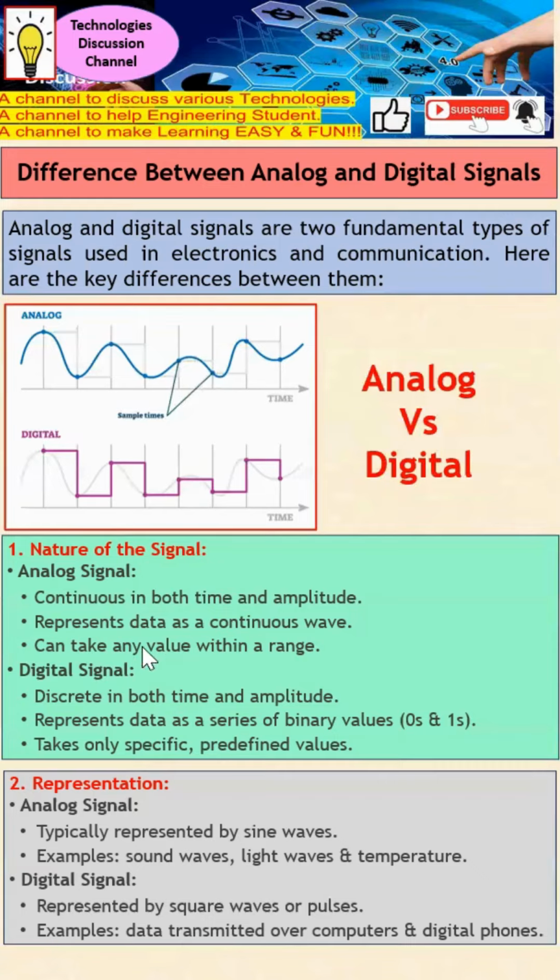It can take any value within a range. For example, this is the range. It could be at any value. Okay, so basically, this is the characteristics of analog signal.